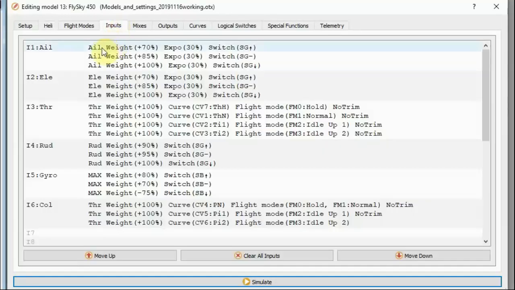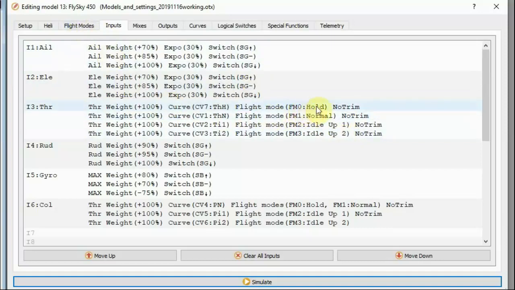So if we go and look at the inputs, I've got aileron, elevator, throttle. Throttle is dependent on the throttle switch, varying according to 4 throttle curves. Again, this is just like the earlier helicopters that I dealt with in this series, so I don't want to spend vast amounts of time going over this, but we've got a flight mode. We've got our flight modes dependent upon the hold switch and the flight mode switch.